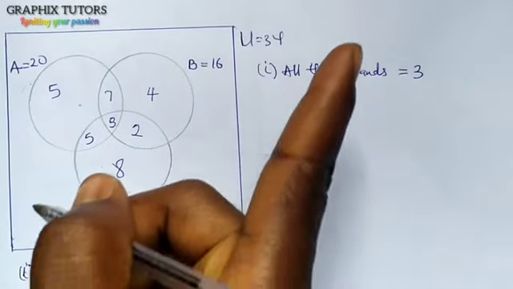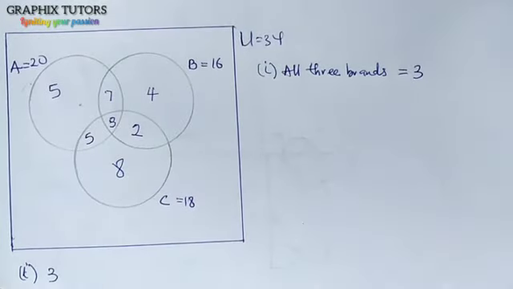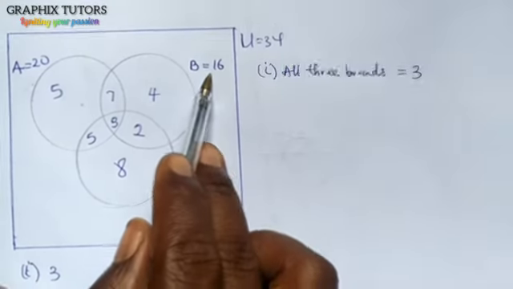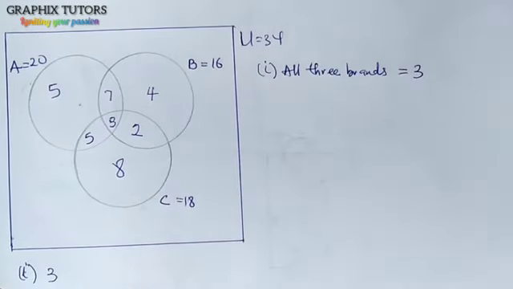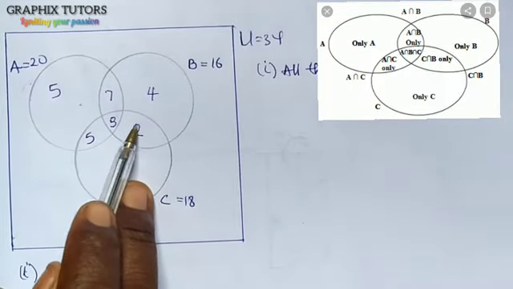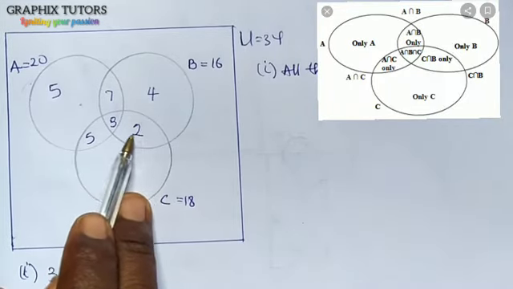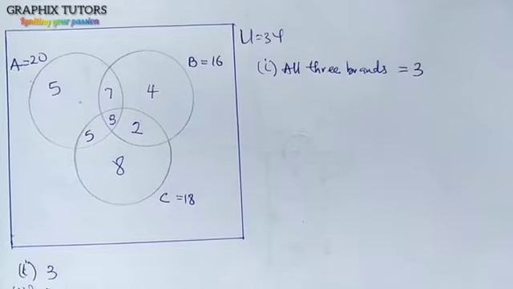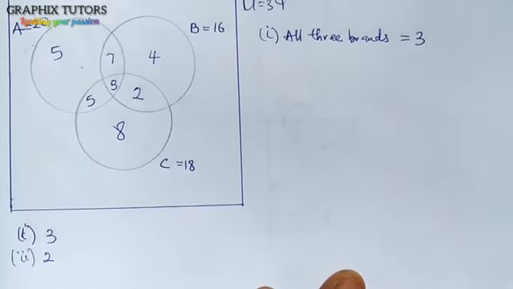Look at the next question up there also. It says B and C only. So this is B and this is C only. Now look at this picture here close to you. When you have B and C only, this is where it is here, and that is 2. So my answer there is 2. B and C only is 2, right?